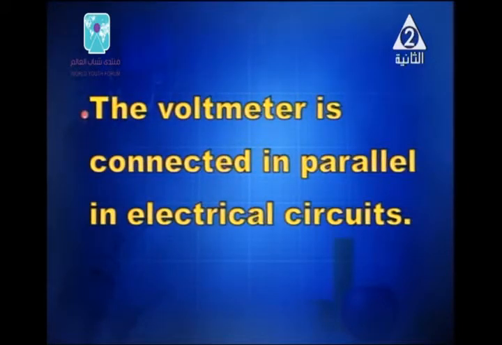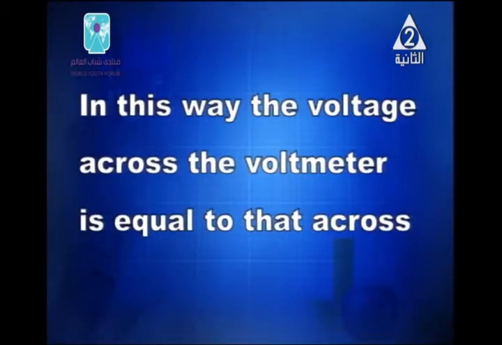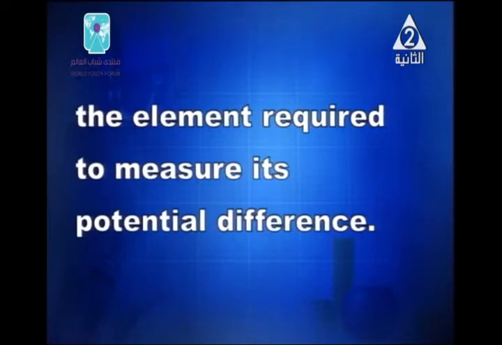Another give reason: the voltmeter is connected in parallel in electrical circuits. It asks why it should be connected in parallel. In this way, when it is connected in parallel, the voltage across the voltmeter is equal to the voltage across the element required to be measured, to measure its potential difference. So we can take the voltage of the voltmeter as the voltage across the element we want to know the potential difference across its ends.